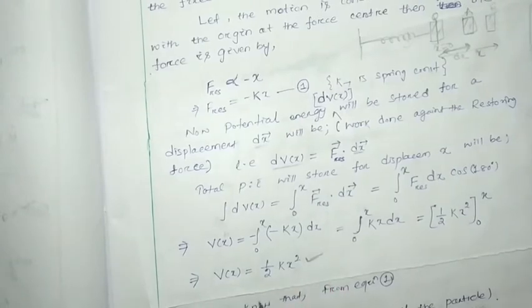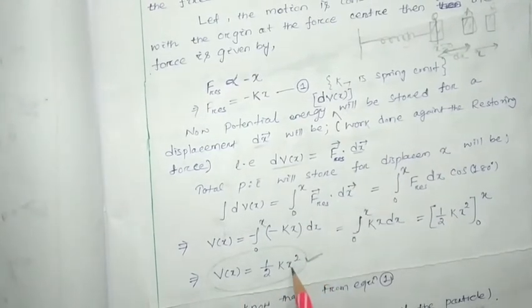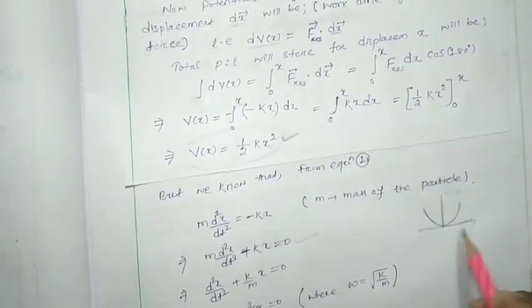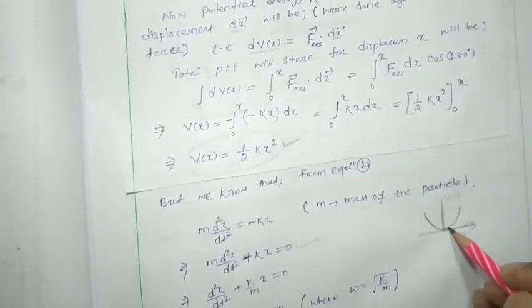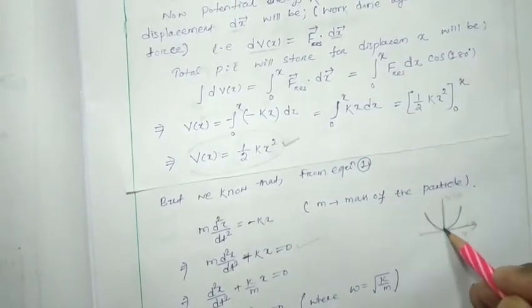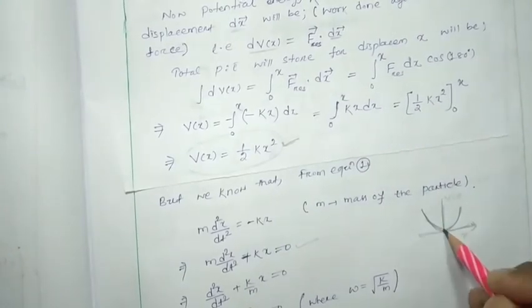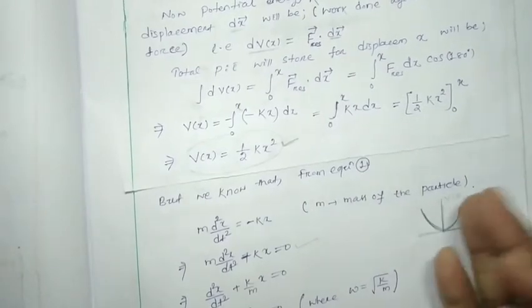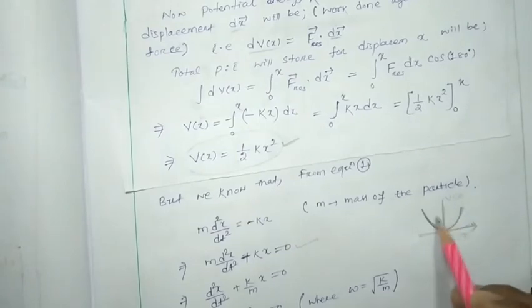So this is the equation of a parabola. That means if we increase x positive along the positive x-axis direction, then the curve will be this one. Along the negative x-axis direction also the variation will be the same. That means it is symmetric about the y-axis.